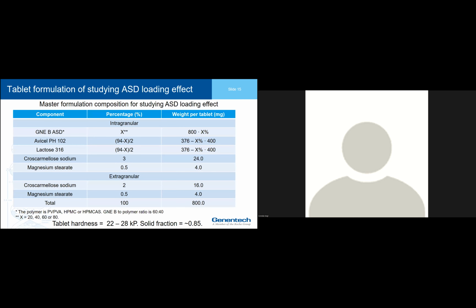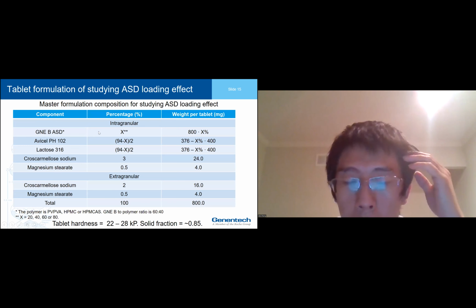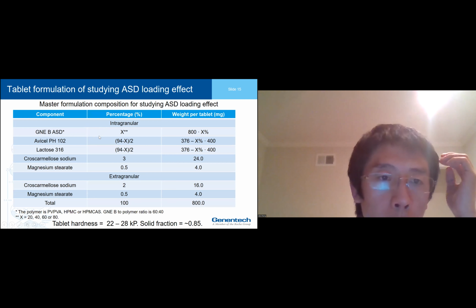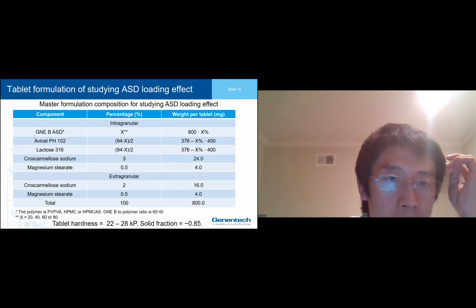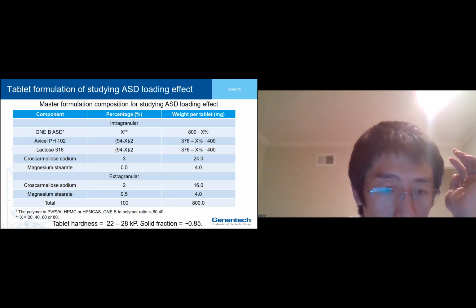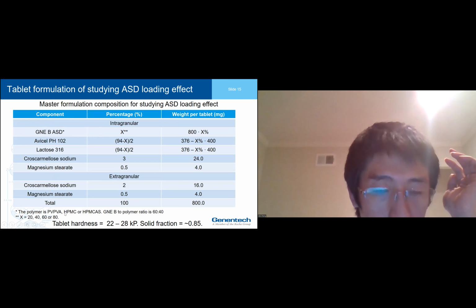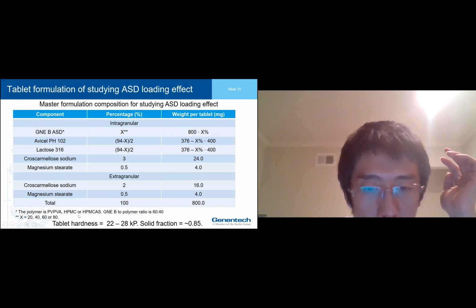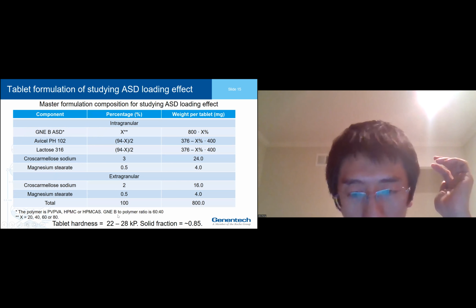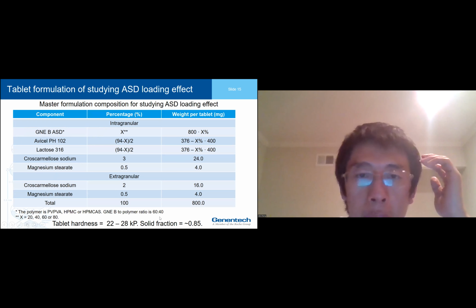To investigate the effect of ASD loading on the tablet disintegration, we made our ASD tablets using Genentech ASD. This ASD contains different polymers for different prototypes. For example, we have a PVP-VA ASD, HPMC ASD, and HPMCAS ASD. Within the ASD, the drug to polymer ratio is always 60 to 40, meaning it's a 60% drug loading ASD.